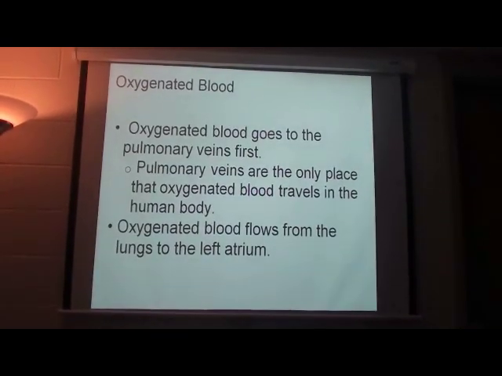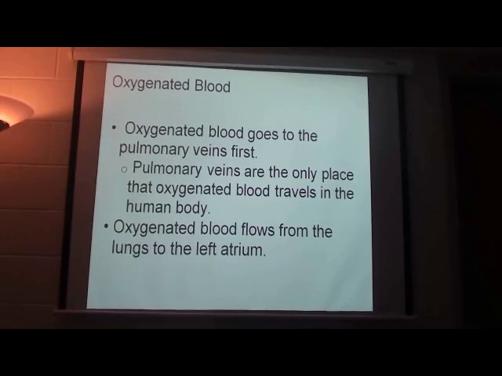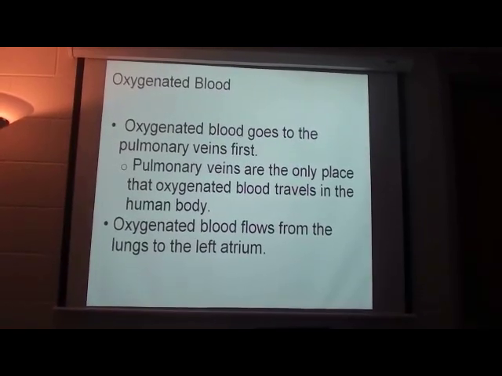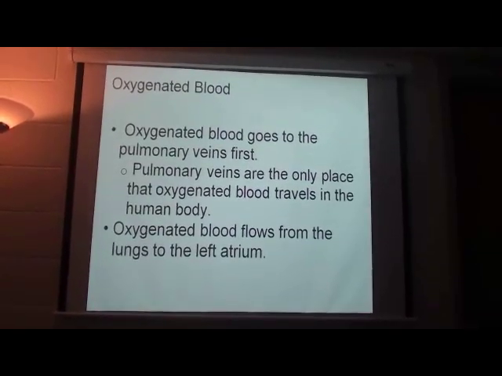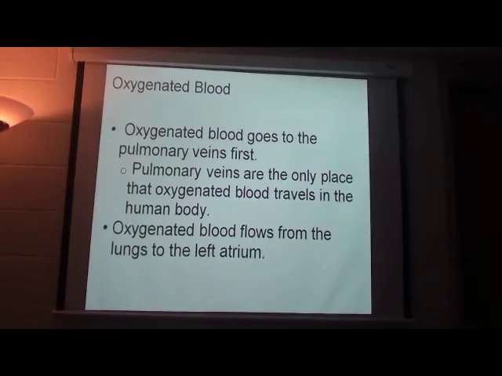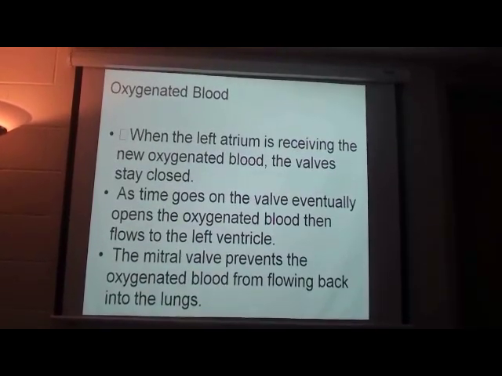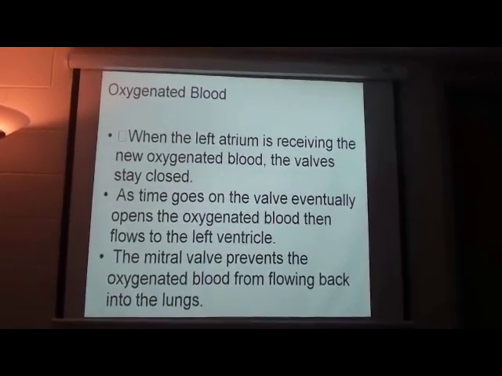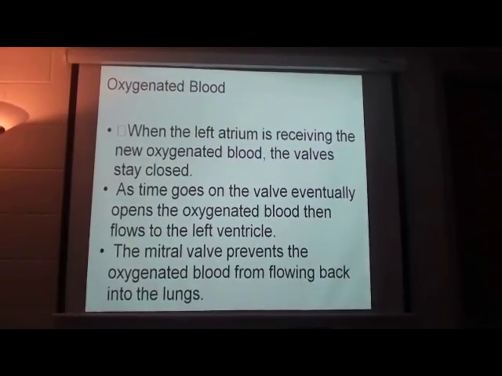Oxygenated blood goes to the pulmonary veins first. Pulmonary veins are the only place that oxygenated blood travels in the human body. Oxygenated blood flows from the lungs to the left atrium. When the left atrium is receiving the new oxygenated blood, the valves stay closed.